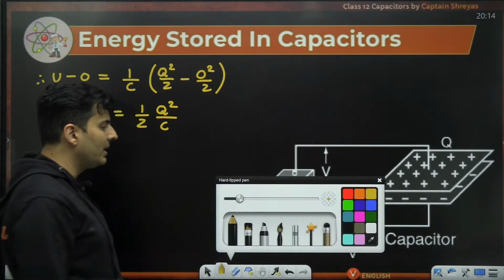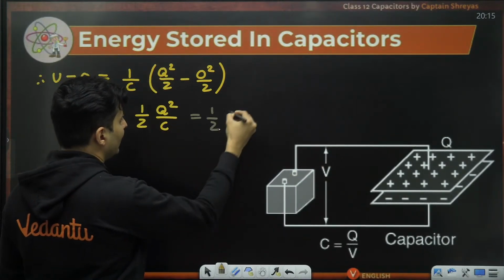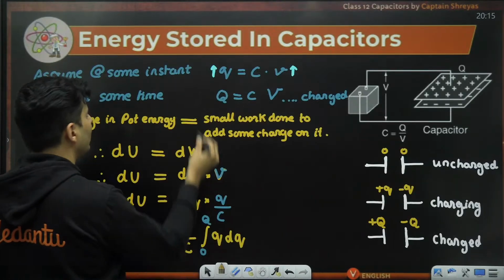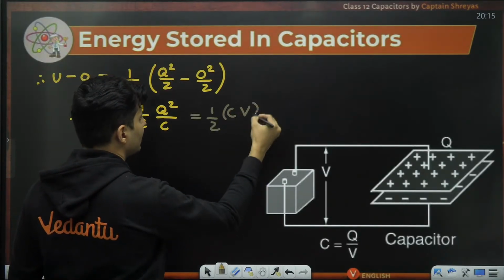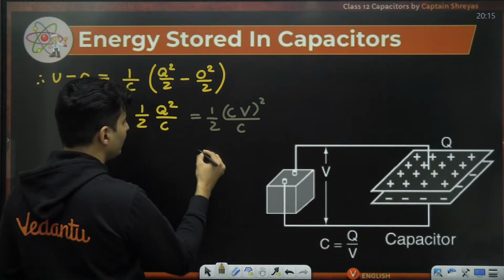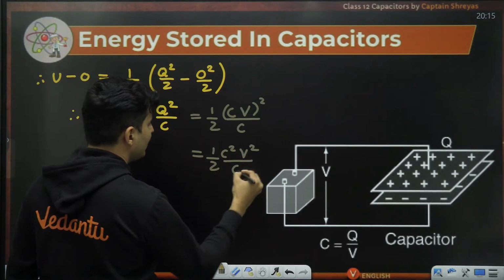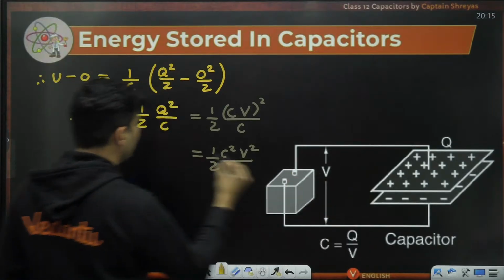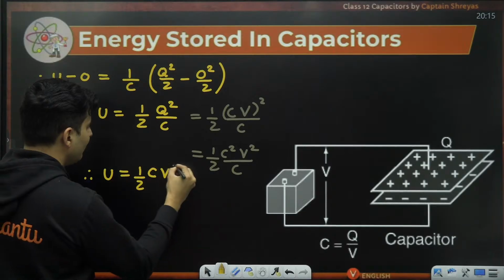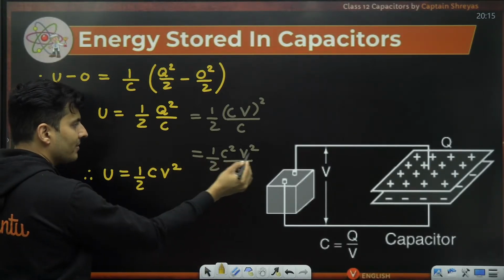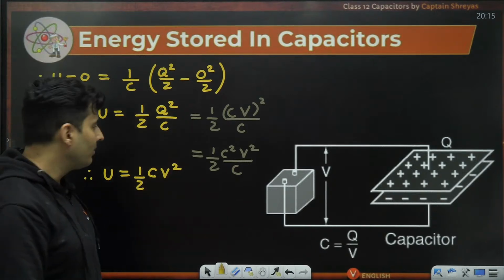But there could obviously be multiple ways. For example, one person decides charge is nothing but capital C into capital V, capacitance into final voltage. So this whole square divided by C. So this will become half C square V square by C. One of the C's will get cancelled. So obviously I will get the energy as half CV square. So half Q square by C or half CV square, both of them are fine.